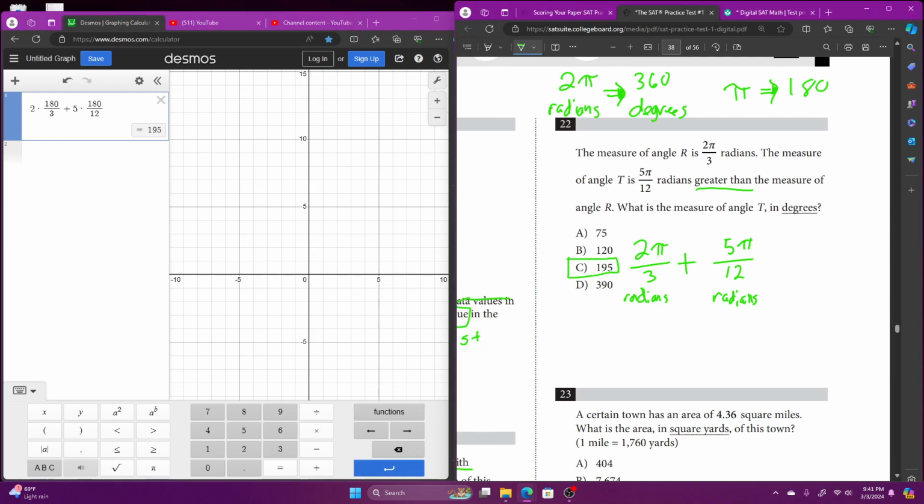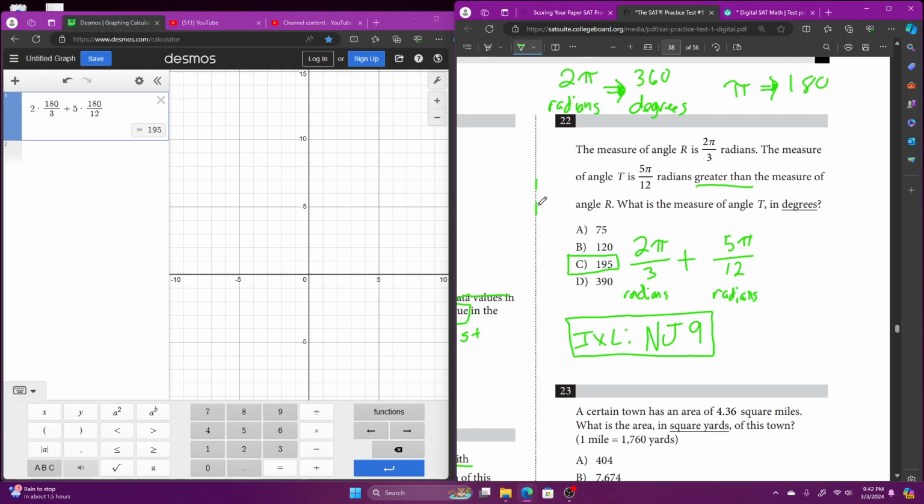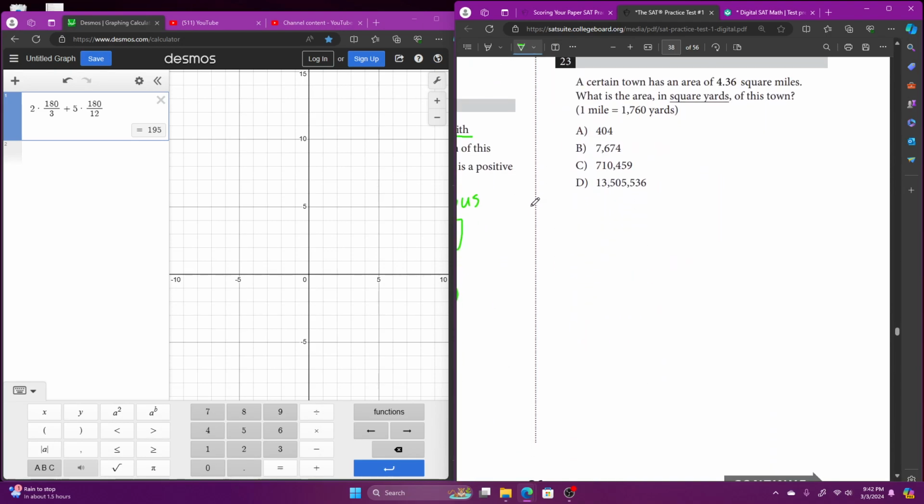And I did find IXL practice like this, and it was lesson NJ9. We did this in class on Friday or Thursday, I think, with my 7th period, and we were able to get through these really fast, even though in our class we mostly focus on algebra. We were able to get this geometry topic pretty quick with that IXL lesson.